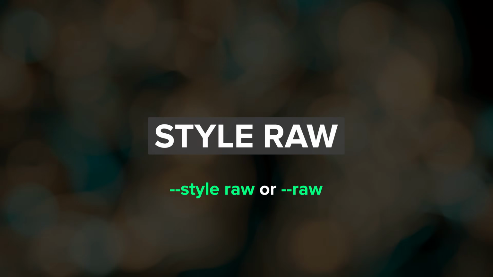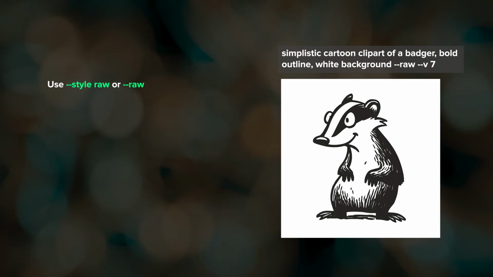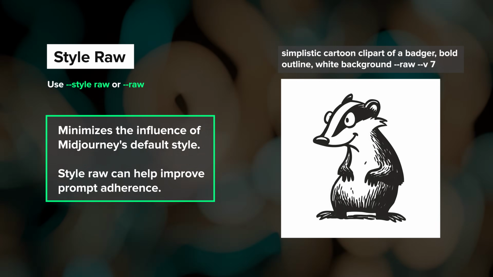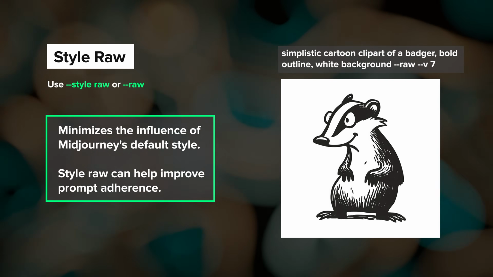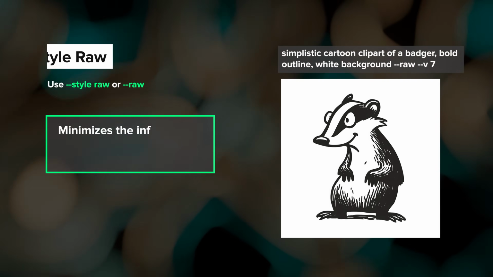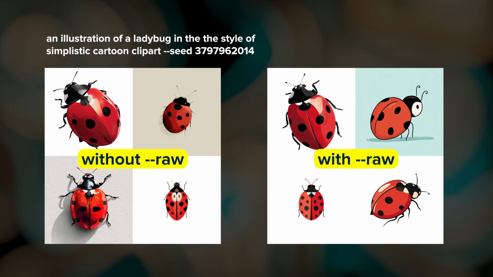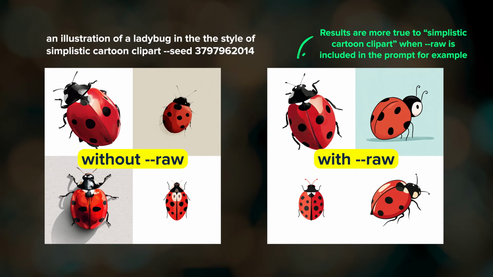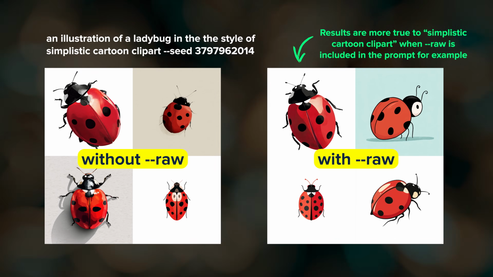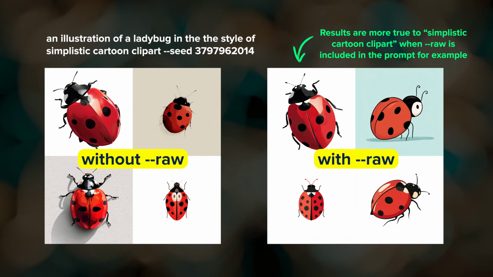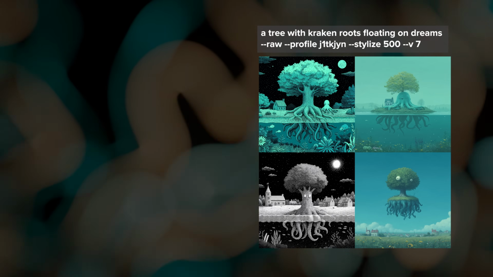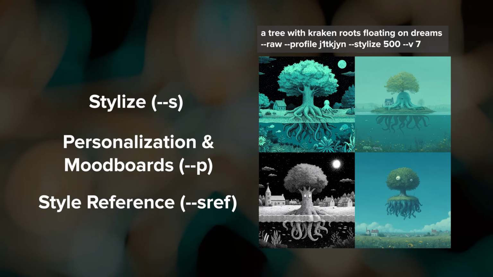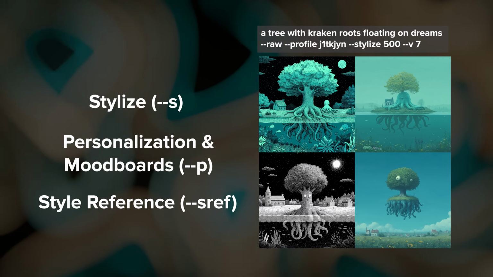Use Style Raw when you need maximum prompt adherence. Midjourney is always balancing creating visually pleasing images and accurately following your prompt. Sometimes the default Midjourney aesthetics can interfere with what you're specifically asking for. Adding Style Raw tells Midjourney to reduce its default artistic styling and focus more directly on your prompt instructions. So if you ever have a prompt that just isn't working, try it out with Style Raw and see if that helps. But also be aware that high stylized values, personalization, and things like style references can also get in the way of prompt adherence, so you may need to adjust those as well.